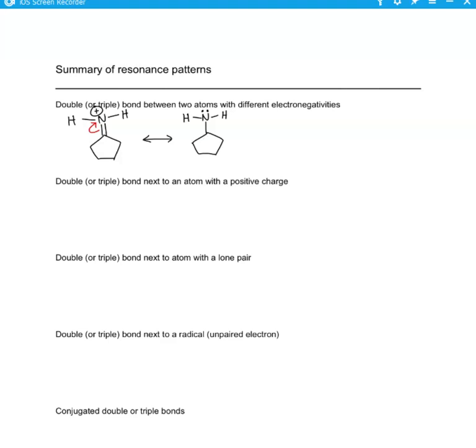So I'm going to redraw to make it a little clearer. It's a little better. Okay, a double or a triple bond next to an atom with a positive charge. That's the allyl cation pattern. It involves that one curved arrow to shift electrons over toward that positive charge. Now the positive charge has to be right next door. It can't be too far away. So here, no resonance is possible.